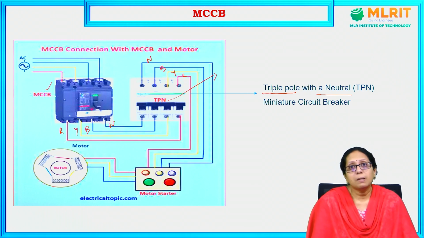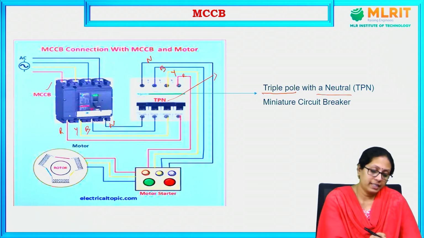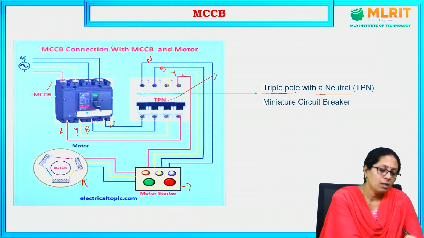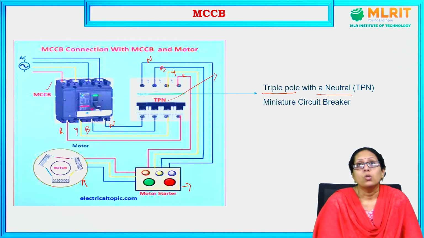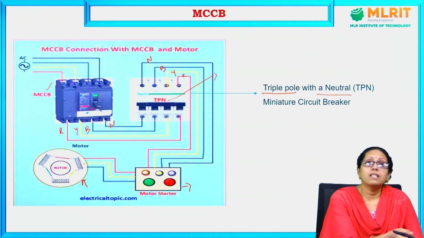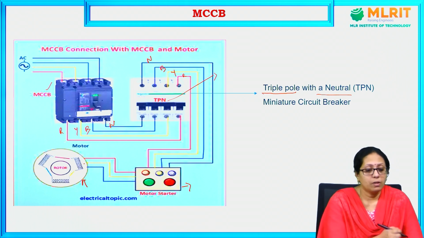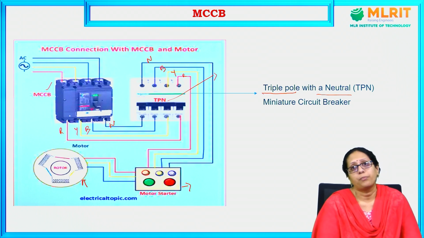So this MCCB is connected to the triple pole MCB and then to the starter, which is being connected to the motor here. So, to connect this MCCB to the motor, we will be using a TPN in the middle, and next the motor starter and then to the motor.